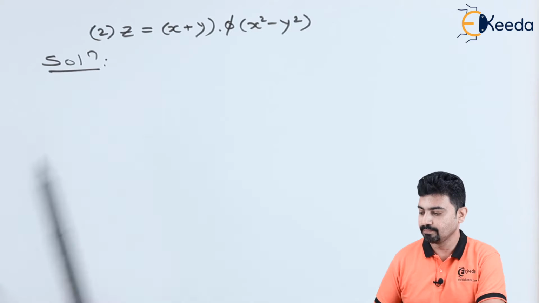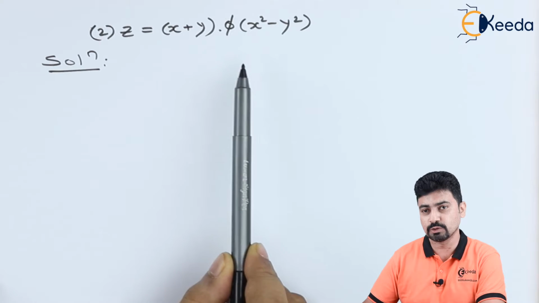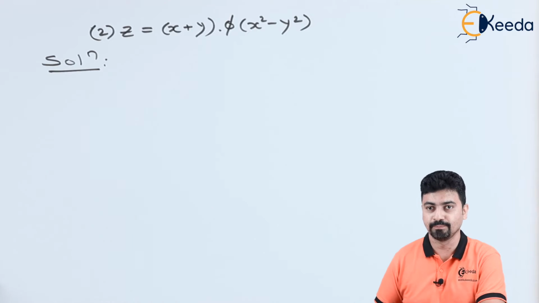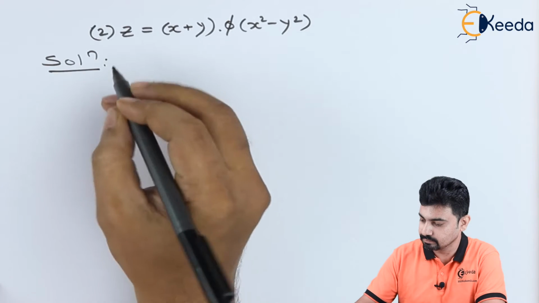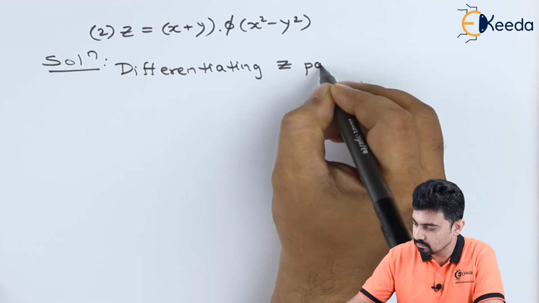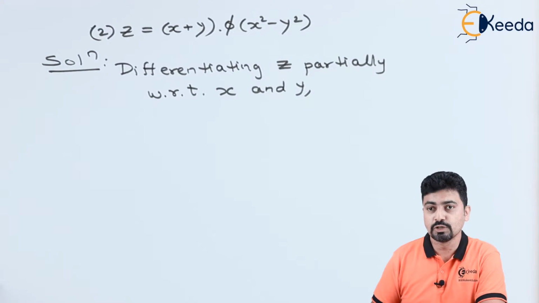The next question is z is equal to x plus y into phi of x square minus y square. Here, phi is a function of x square minus y square. Now, to find a partial differential equation from this expression, we have to differentiate z partially with respect to x and differentiate z partially with respect to y. So, let us start the solution. So let us differentiate z partially with respect to x and y.